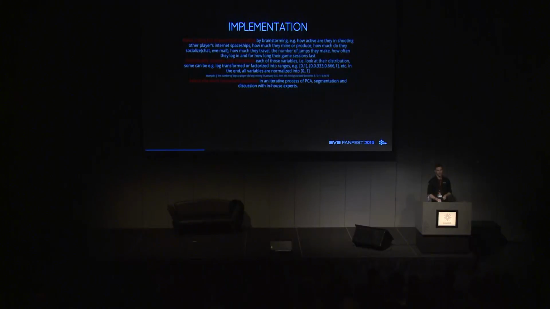Then we select the most important variables. This is an iterative process of doing principal component analysis, segmentation, and discussion with in-house experts. And then we use PCA to perform dimensional reduction and find the optimal number of components to use in the clustering. We ended up using the first 5 significant components. Finally, we run that through a k-means clustering algorithm and pick the optimal number of clusters to settle with. This is the number of segments we end with.